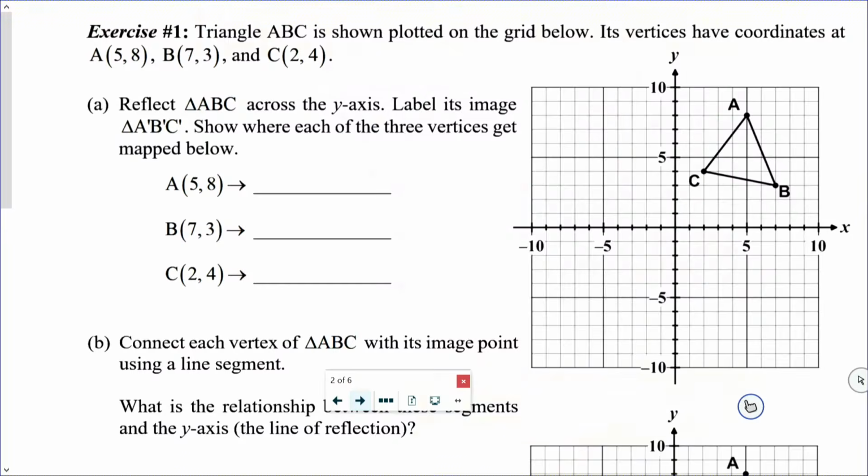Exercise number 1. Triangle ABC is shown plotted on the grid below. Its vertices have coordinates at A (5, 8), B (7, 3), and C (2, 4). Letter A asks us to reflect triangle ABC across the y-axis, label its image triangle A', B', C'. Show where each of the three vertices get mapped below.